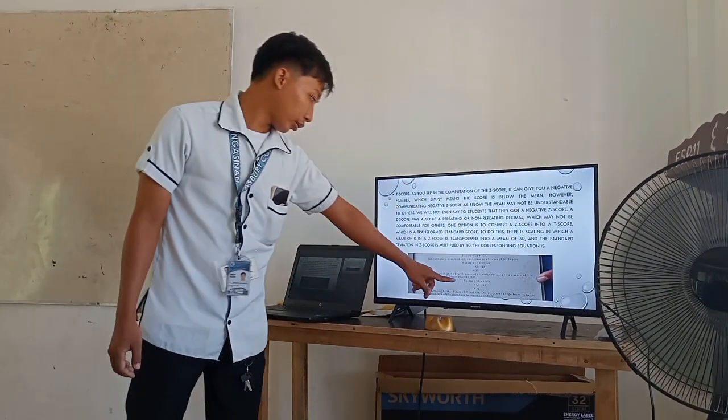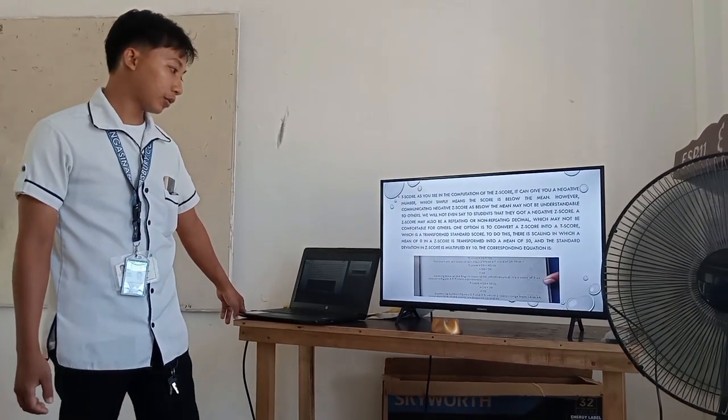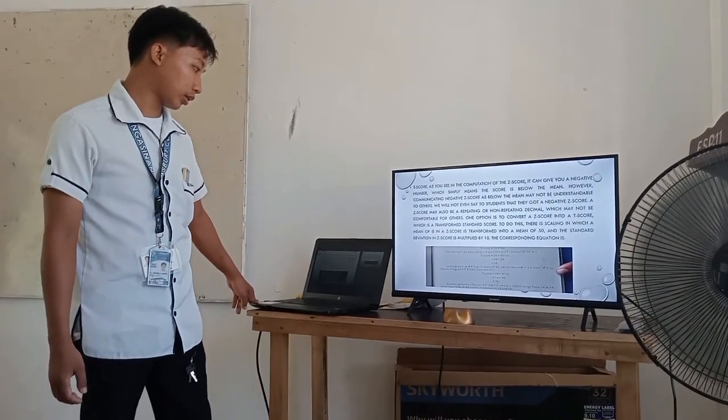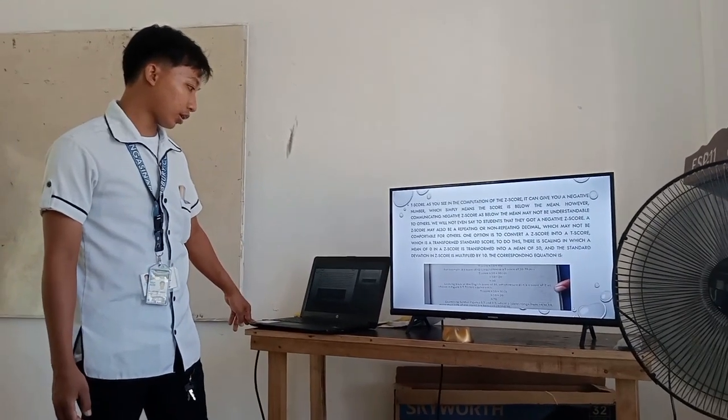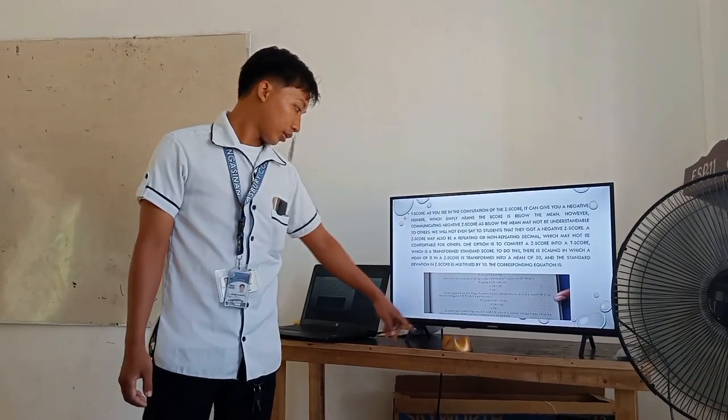So this is po yung another example. Looking back at the English score of 86, which resulted in a Z-score of 2 as shown in figure 8.7, the T-score equivalent is 70.